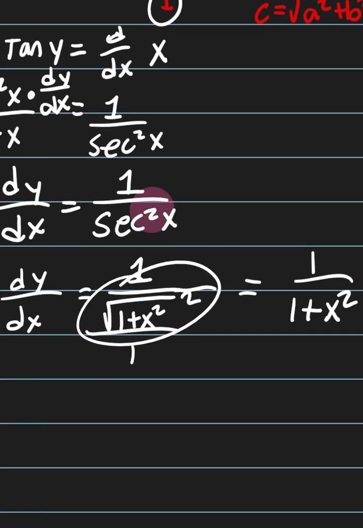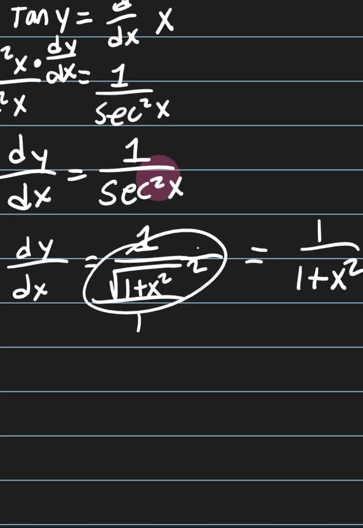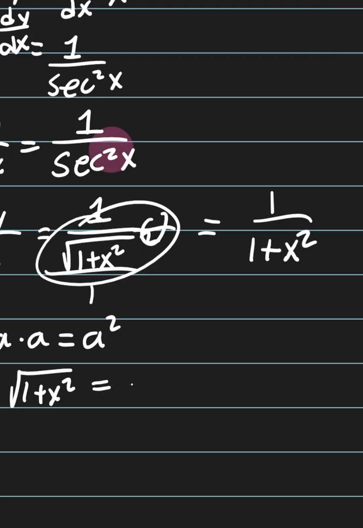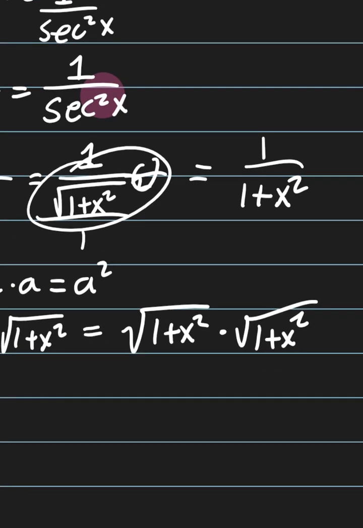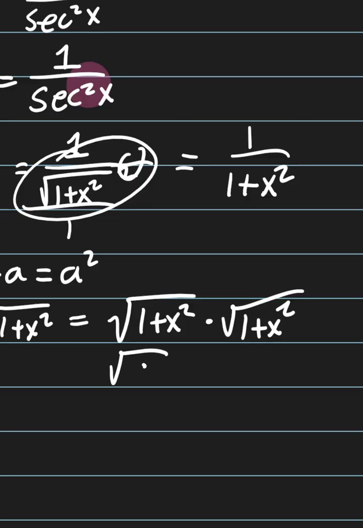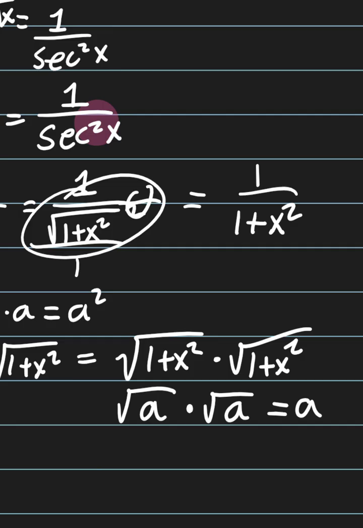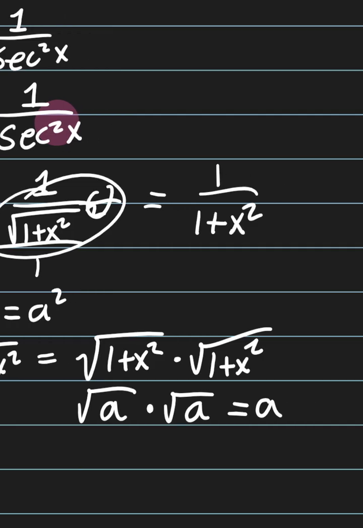If you don't understand how we did this, let's look at it this way. What does the square mean? It means a times a is equal to a squared, right? So the square root of 1 plus x squared, all squared, is like saying the square root of 1 plus x squared times the square root of 1 plus x squared. And one of the rules that we use with square roots is that the square root of a times the square root of a is just equal to a. So, by doing this squaring, we basically just take out the square root and we're left with this.